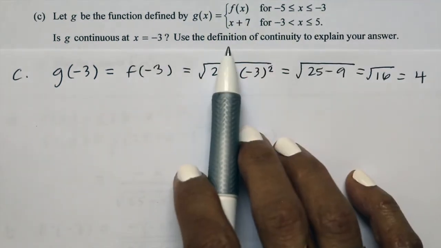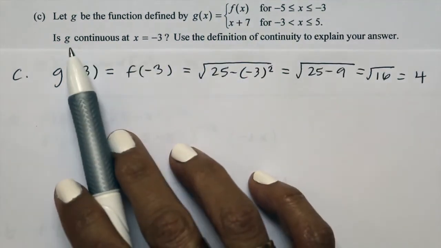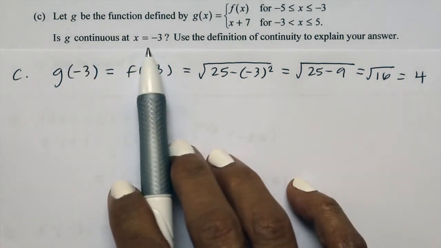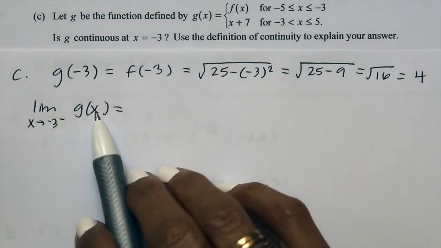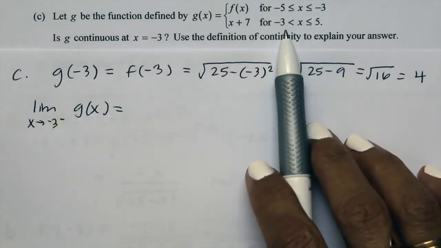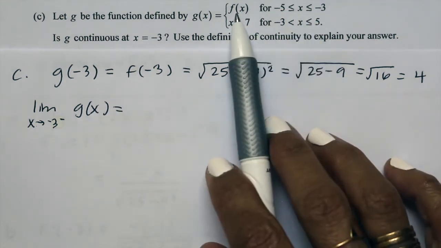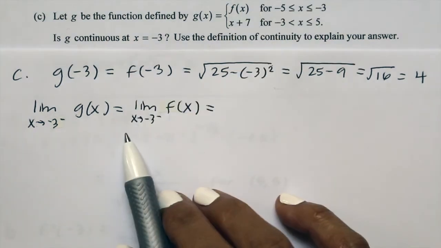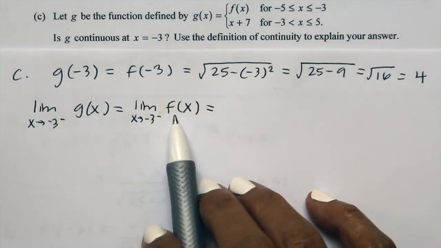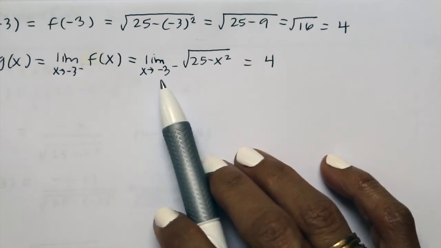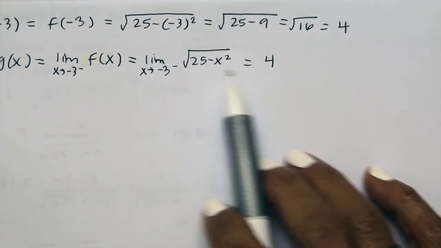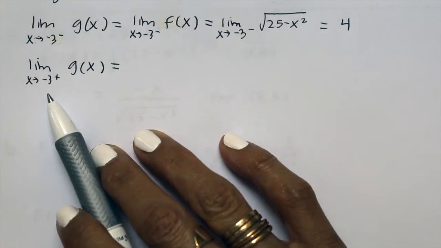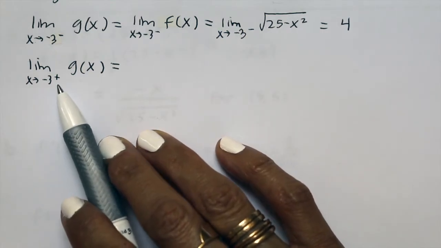The next part of the definition of continuity is we're going to check the limit of g at -3. To do so, we're going to take the limit as x approaches -3 from the left of g. And again, looking at this piecewise, if you're approaching -3 from the left, it's going to be this top part. So now it's the limit as x approaches -3 from the left of f of x. And the limit as x approaches -3 from the left of the square root of 25 minus x squared gives you 4.